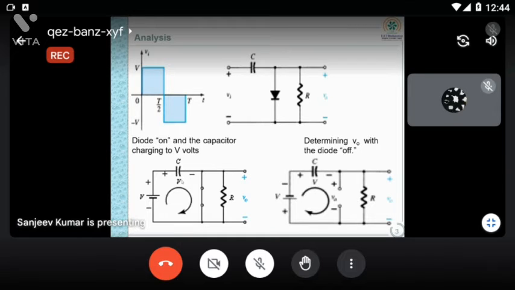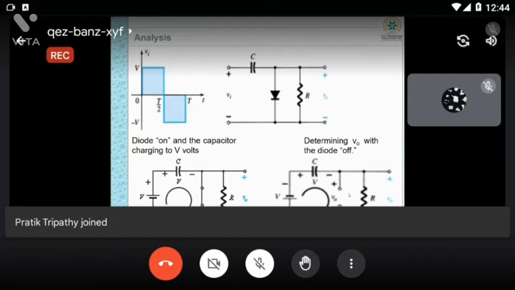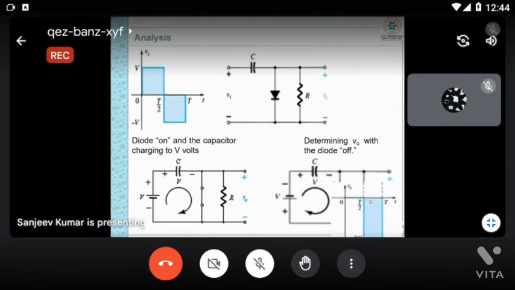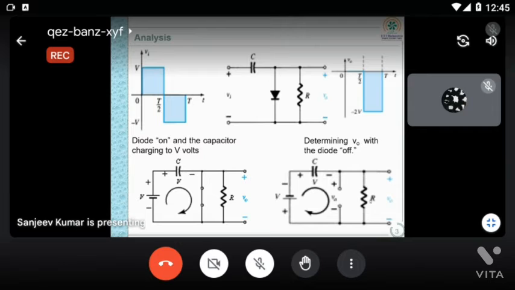Now determining V0 when diode is off. So now when diode is off, what will happen? This current will flow through the load resistance. Now if I'm applying KVL, this is V minus V0 is equal to 0. So here you can see you are getting 2V voltage.